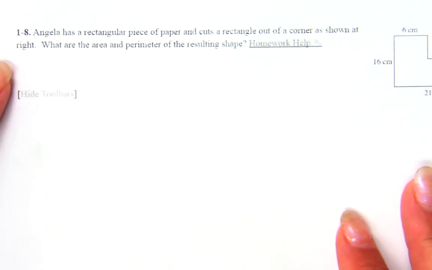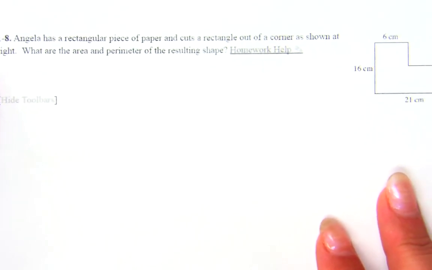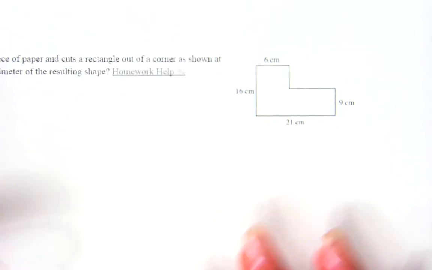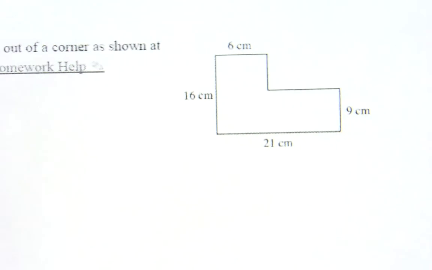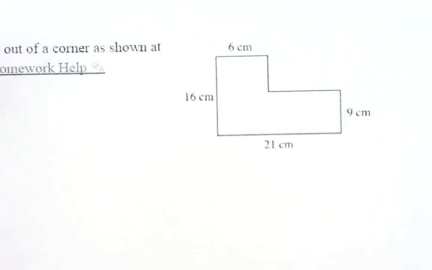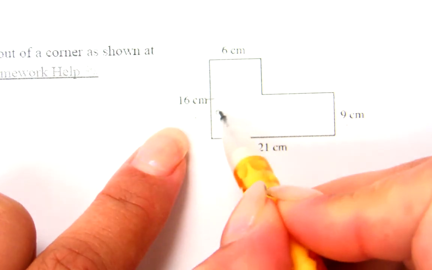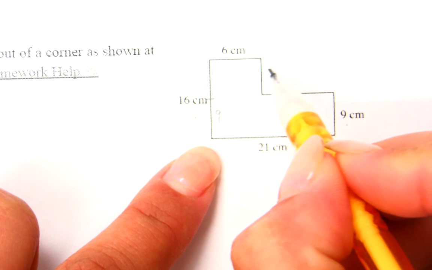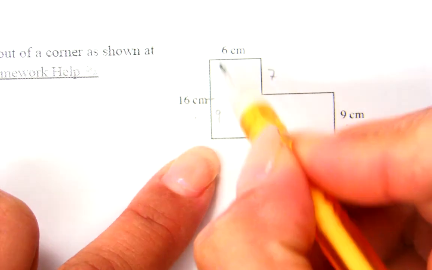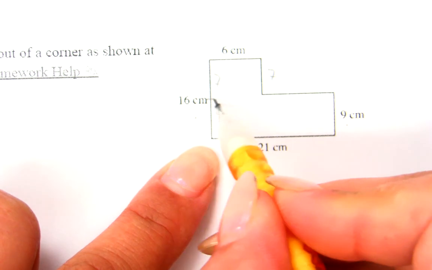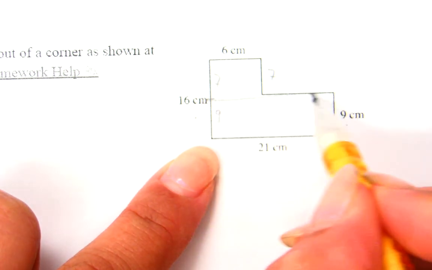Okay, number 8, we have Angela has a rectangular piece of paper, cuts the rectangle out of a corner shown at the right. Find the area and the perimeter of the resulting shape. So there are several ways to do this. One way, to be honest, is to figure out what the missing pieces are. If this is 16 and that's 9, it's going to be 9 up to here, so the remainder of this whole thing up here is going to probably be a 7. Right? Hopefully that makes sense to you. 7 plus 9 is 16. And this part is 9. And it's got to kind of sort of match up with this one, right?